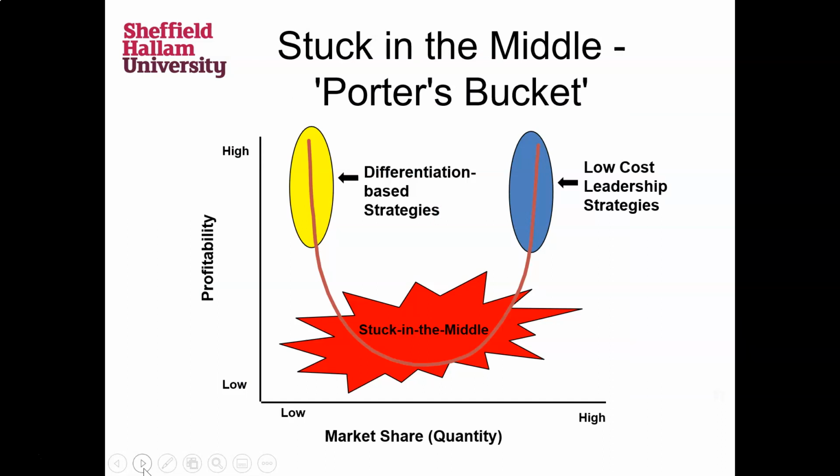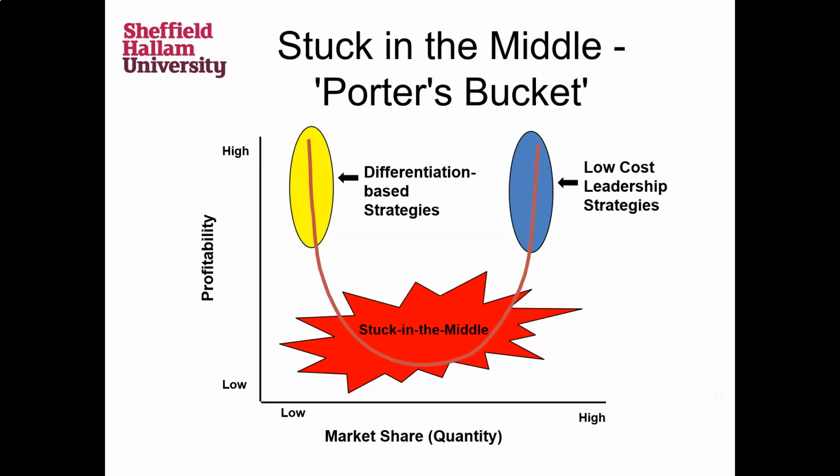Okay, so I said at the end of the lecture we would look at something called stuck in the middle. And what I said is that organisations who try to pursue at the same time a differentiation strategy and a cost leadership strategy end up stuck in the middle. What Michael Porter has said, and this is Porter's bucket, so a bucket has a bottom, and people who are stuck in the middle are stuck at the bottom of the bucket.